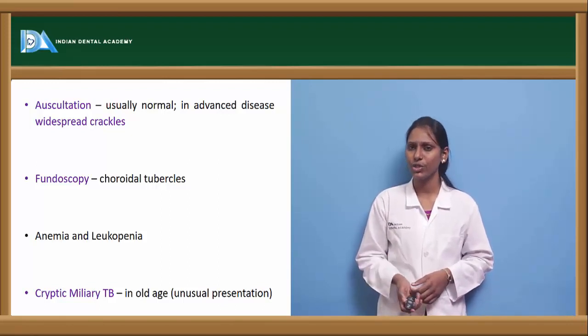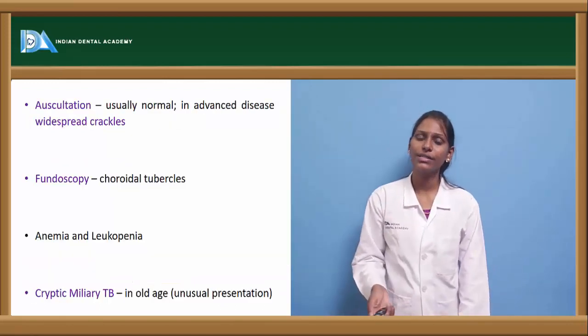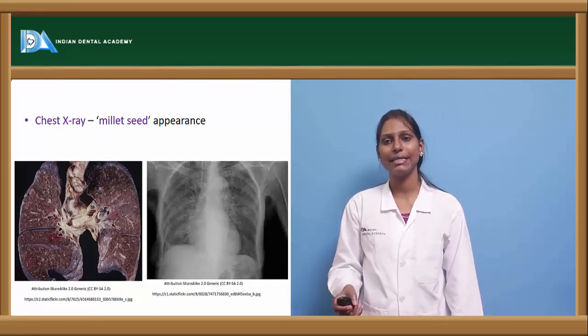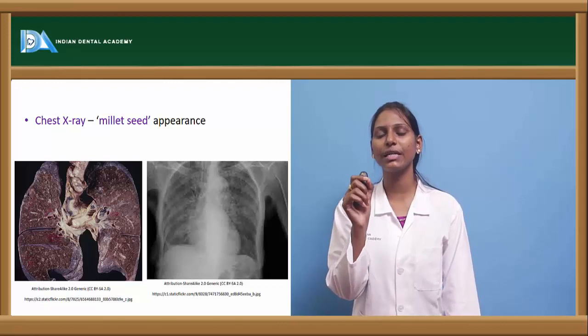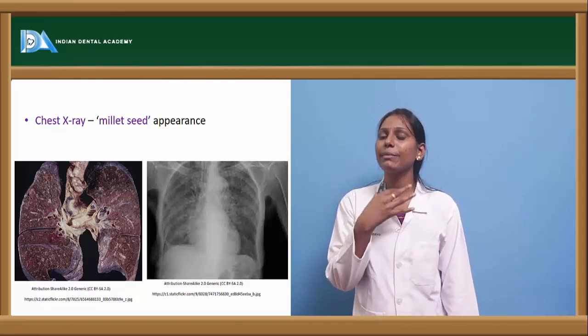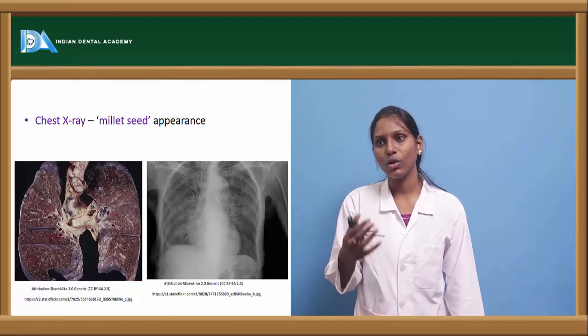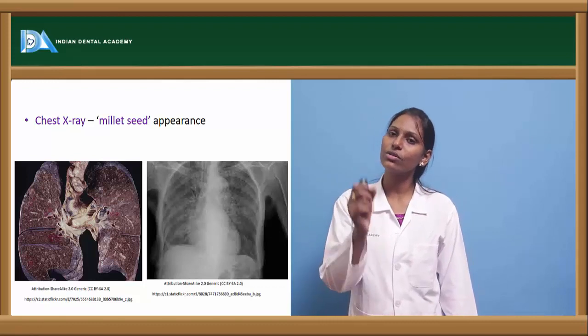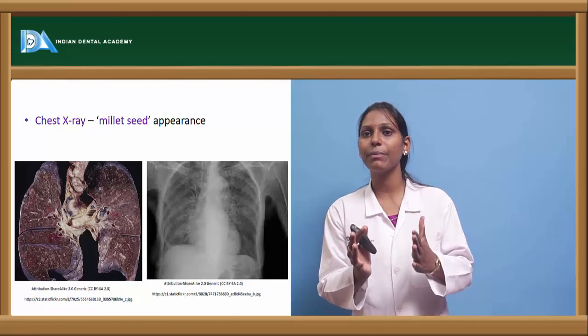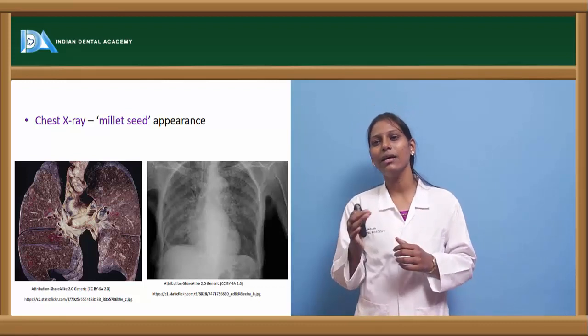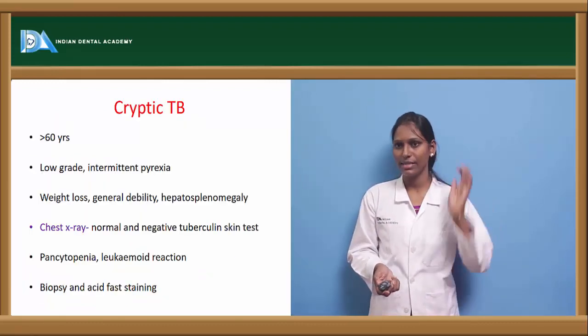It is usually an unusual presentation. The chest X-ray usually shows a millet seed appearance in these cases. We see small radio-opaque opacifications on the lung, on the radiograph. Even on the cross section you can see this calcification. When we see them, they appear as millets. Hence it is called the millet seed appearance on the chest X-ray.